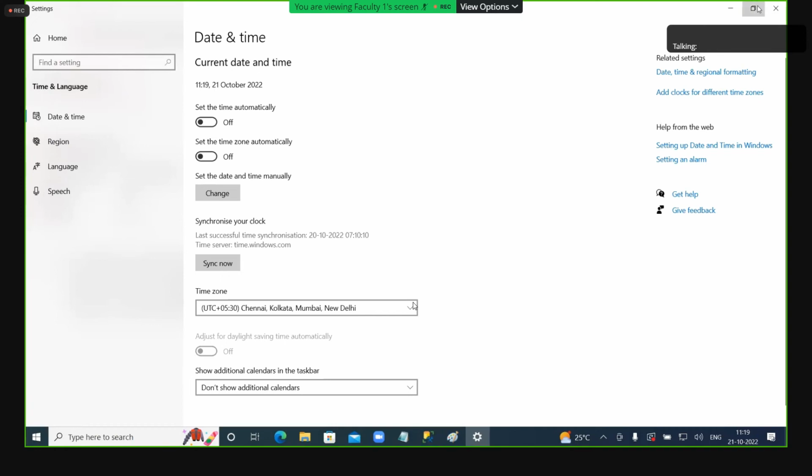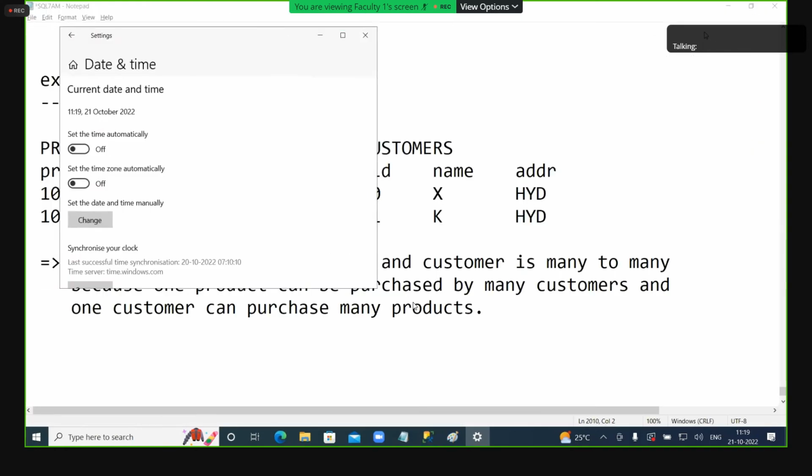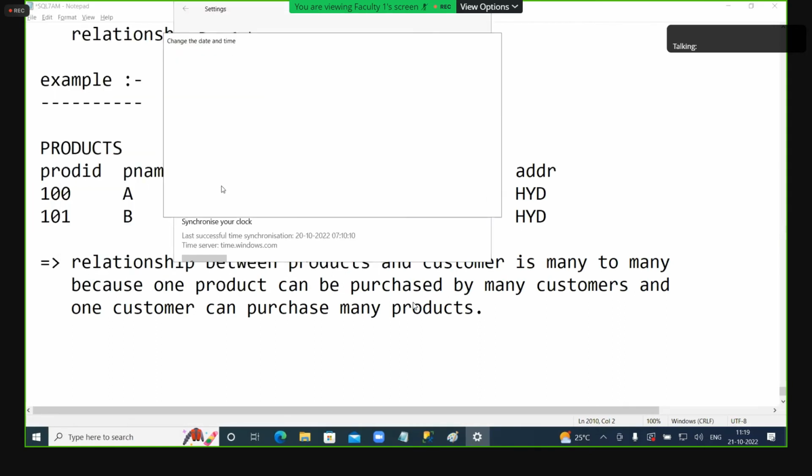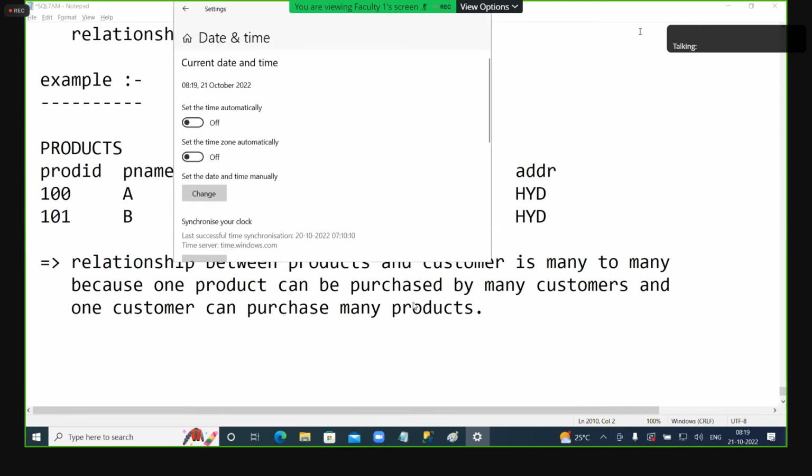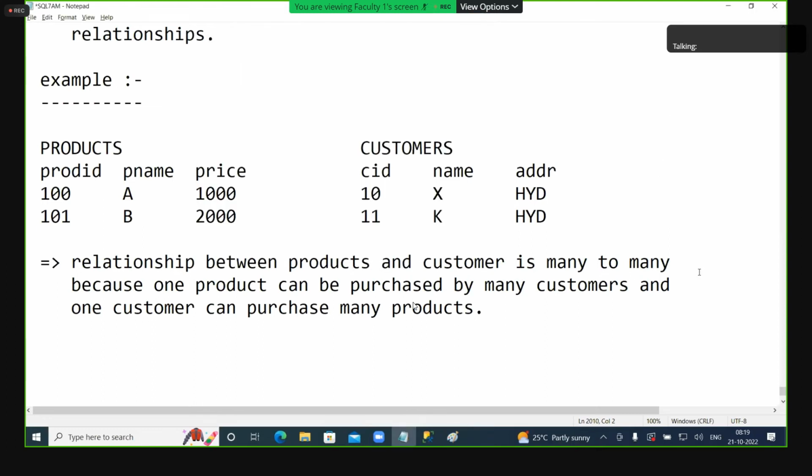Once again, okay. Now, what you have to do? To establish the relationship, add a foreign key. Okay? Add foreign key. But a direct relationship is not possible here.